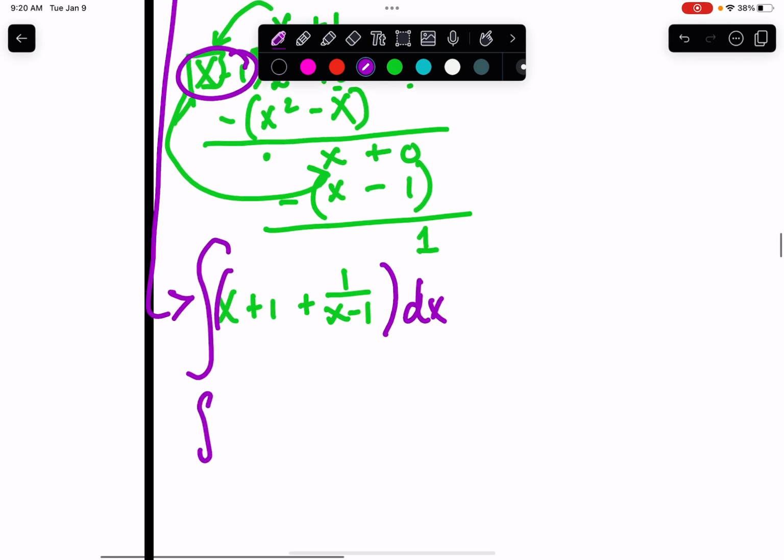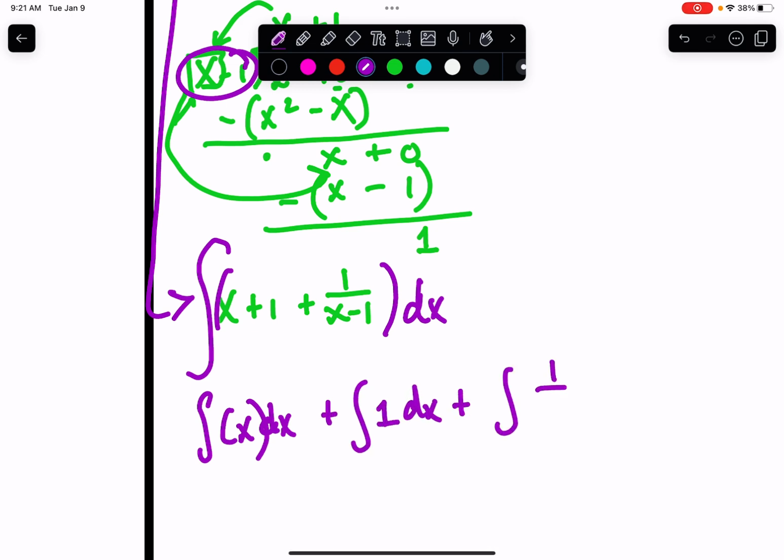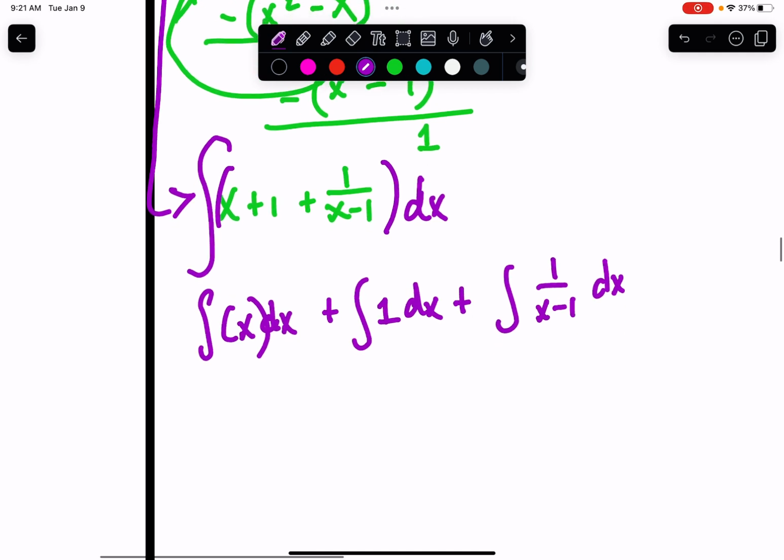So I can say this is the integral of x dx plus the integral of 1 dx plus the integral of 1 over x minus 1 dx. All right, so each one of these, I don't need to use u substitution, I don't believe. First one would be 1/2 x squared plus the integral of 1 dx is x plus 1 over x minus 1 is ln of absolute value of x minus 1 plus c.